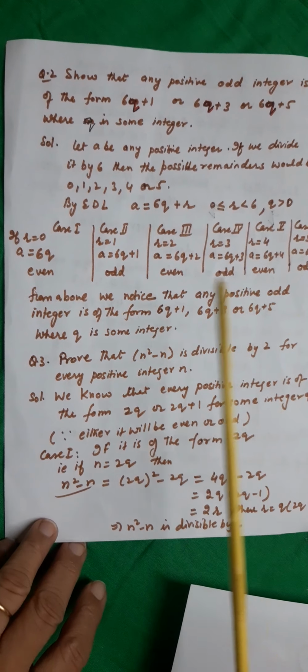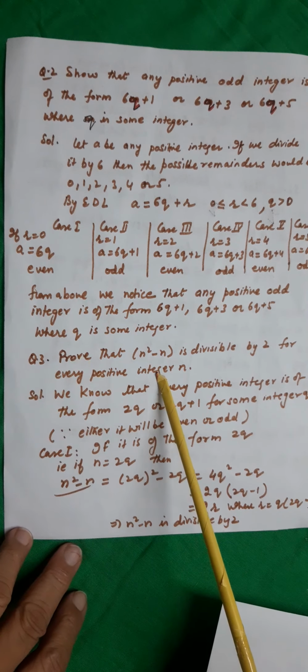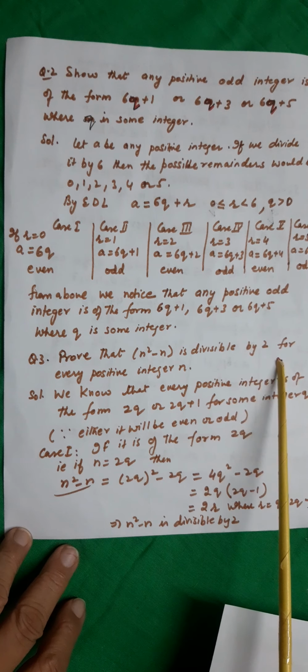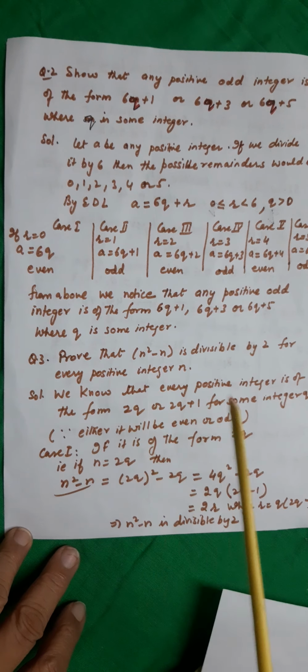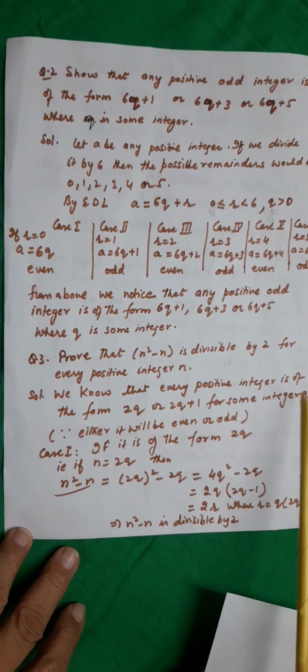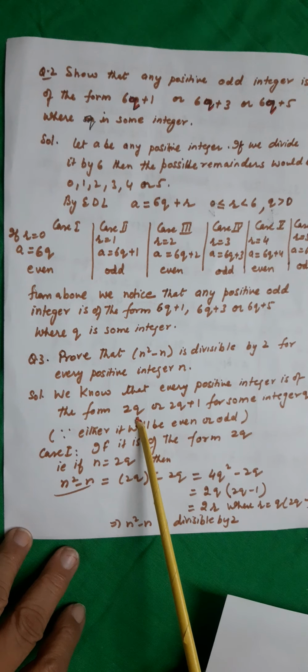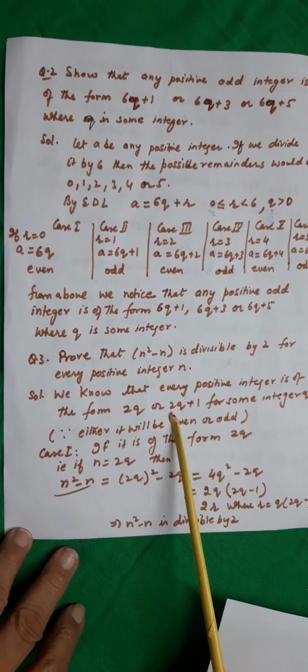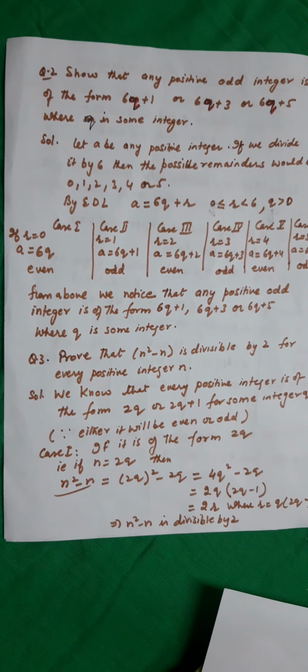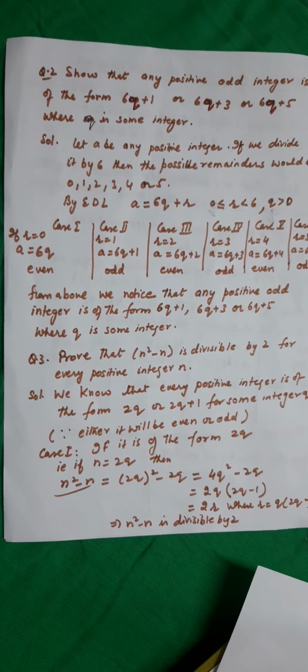Let's take one more question. Prove that n square minus n is divisible by 2 for every positive integer n. Now we know that every positive integer will be of the form 2q or 2q plus 1. Why? Because if you divide any integer by 2, then the possible remainders will be 0 or 1 only.